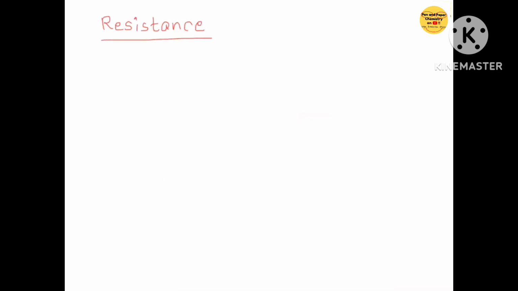Now, resistance is the obstruction offered to the free flow of electrons. What will be the reverse of resistance? That means the ability of a material to allow the electrons to flow through them easily. The reverse or the reciprocal of resistance is what we call as conductance. It is represented by capital G. Like resistance is represented as capital R. The unit of resistance is ohm.